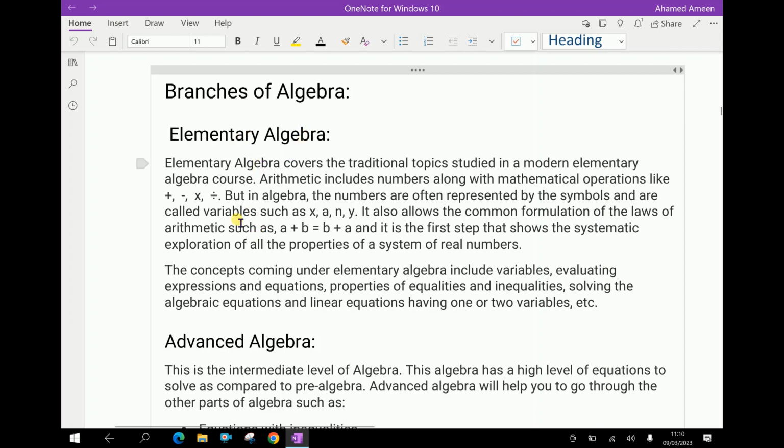Branches of algebra. Elementary algebra covers the traditional topics studied in a modern elementary algebra course. Arithmetic includes numbers along with mathematical operations like addition, subtraction, multiplication, division. But in algebra, the numbers are often represented by symbols called variables, such as x, y, z. It also allows the common formulation of the laws of arithmetic, such as a plus b equals b plus a, like commutative. In addition, multiplication, subtraction, anything can be done here.